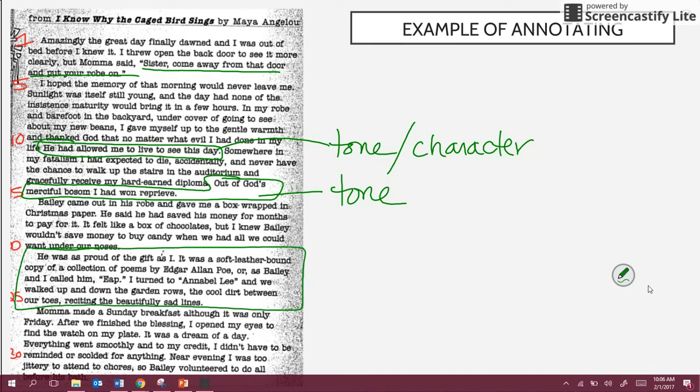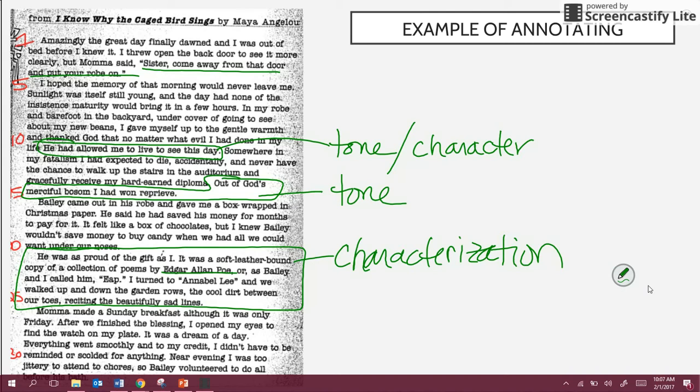And I'm like, it's not necessarily about tone, but it definitely is characterization. And I think it is important, so I want to make sure I write that down. It's referencing Edgar Allan Poe, and I just think that it's an interesting exchange between the brother and our speaker, Maya Angelou. Last but not least, I'm seeing some more down here.